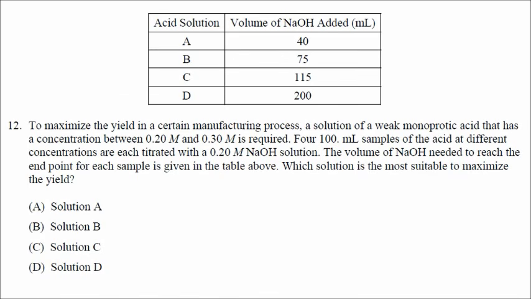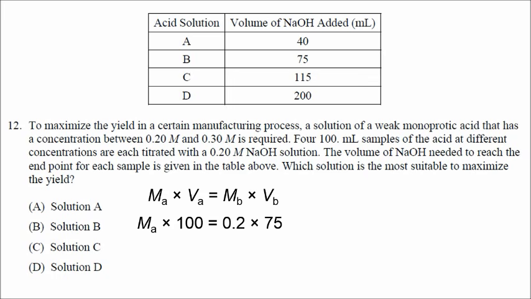All right, this is number 12. We're going to do a similar calculation we saw earlier with molarity times volume for the acid equals molarity times volume for the base. Now we know the molarity of the base. It's 0.2. We don't know the molarity of the acid. The volume of the acid that they used every single time was 100 milliliters, and the volume of the base varies. As you can see, the choices A, B, C, and D. So I'm picking 75 milliliters and see what that does.